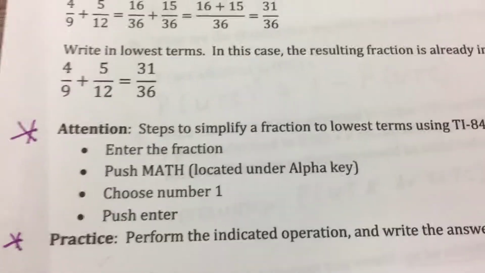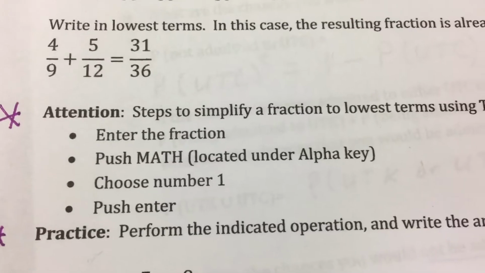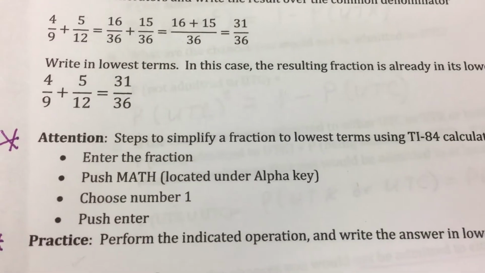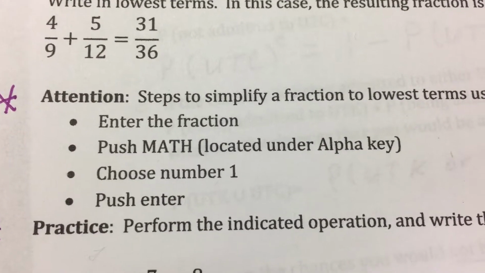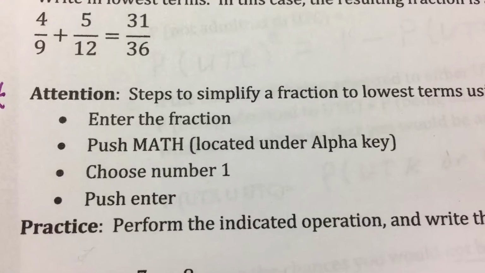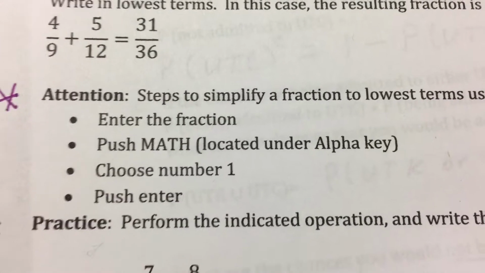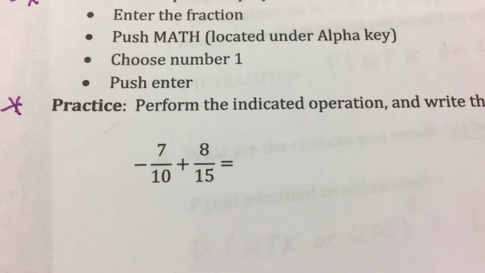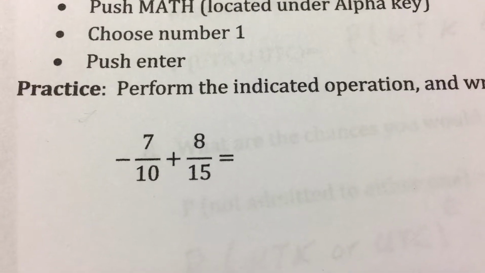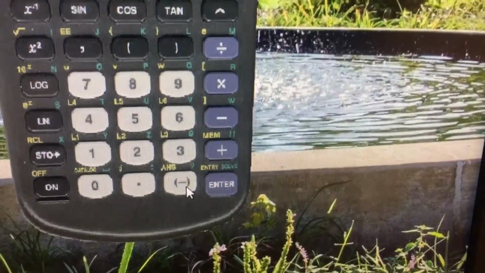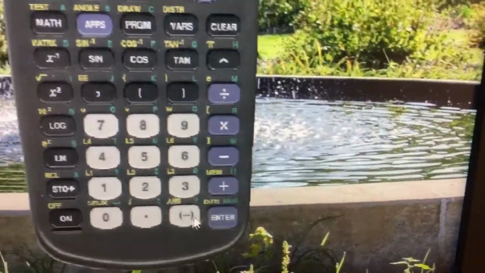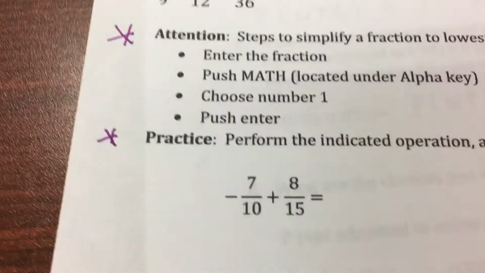Notice on the bottom of page 2, these are your steps for converting to a fraction in your calculator. You enter the fraction and push math, and you can choose number 1 or you can just push enter, enter, either one. Then you have another problem to work at the bottom. Just use your calculator. Let me show you this: the negative sign on the calculator is at the bottom of the calculator. This one down here is negative. This one to the right is a minus. So make sure you use the correct symbol. That's a negative. So we have negative 7/10.